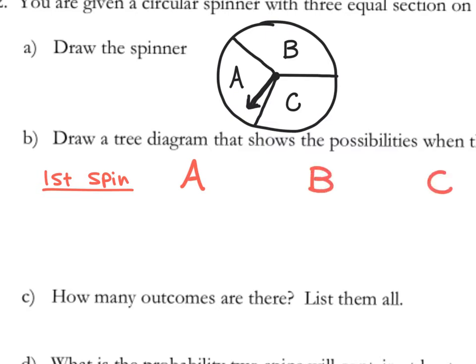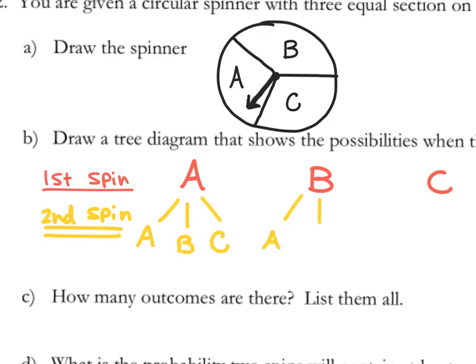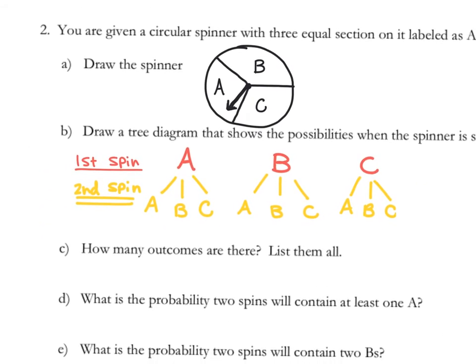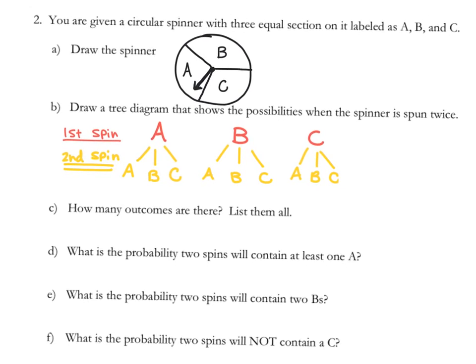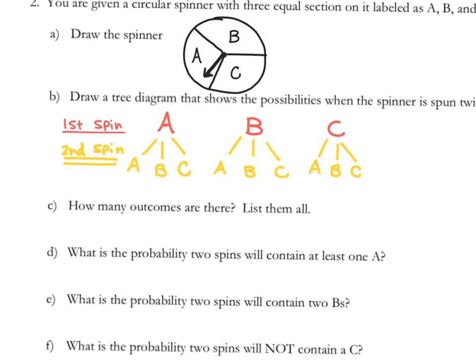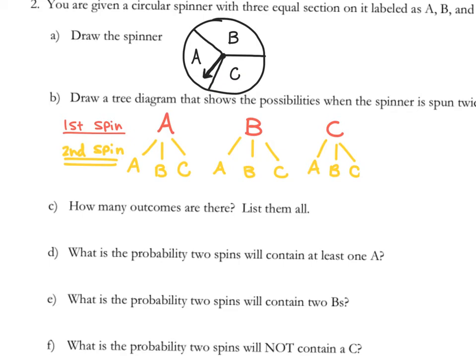These are independent events because my second spin really doesn't matter what I got on the first spin. There's no effect. So my second spin is either A, B, or C. And again, we just branch from each previous possibility. So there it is. There's my tree diagram, and how many outcomes are there? List them all. Okay. Again, we're experts.